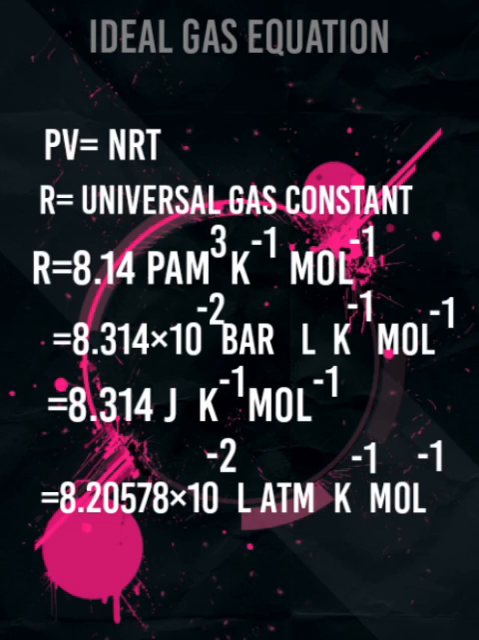Thus, the ideal gas equation is PV is equal to nRT, where R is called the universal gas constant. The value of R depends upon the units in which P, V and T are measured. Thus, R can have different values. The value of R for 1 mole of an ideal gas is 8.314 Pa meter cube Kelvin inverse mole inverse, or 8.314 into 10 raised to minus 2 bar liter Kelvin inverse mole inverse, or 8.314 joule Kelvin inverse mole inverse.